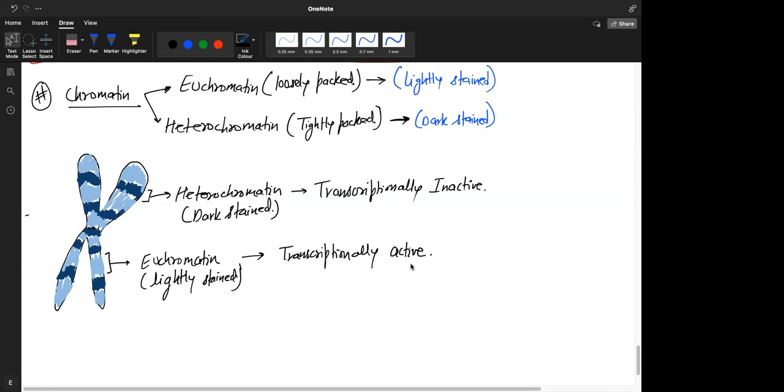Because they are loosely packed. Yes, so heterochromatin is densely packed. Factors which are important for transcription, the enzymes like RNA polymerase, cannot reach that gene and cannot transcribe it into RNA. So that's why they are transcriptionally inactive. Here it's loosely packed, so the machinery can reach, about which we will study in today's class, and can transcribe. And this is a very good way.